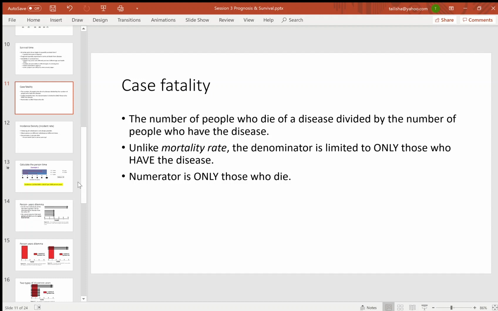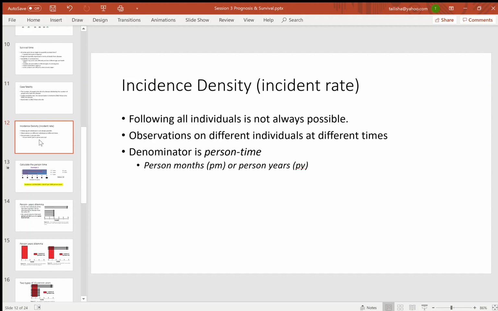We're talking about people who died who had that disease. And unlike your mortality rate, the denominator is limited to only cases. And what is a case? A case is someone who's positive with the disease. And your numerator is only those who die.